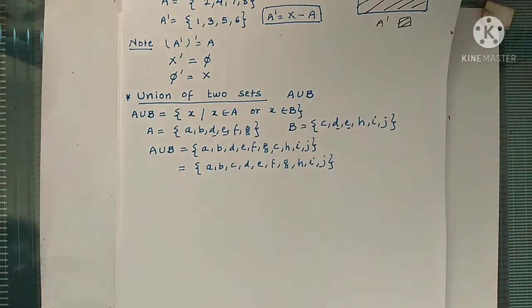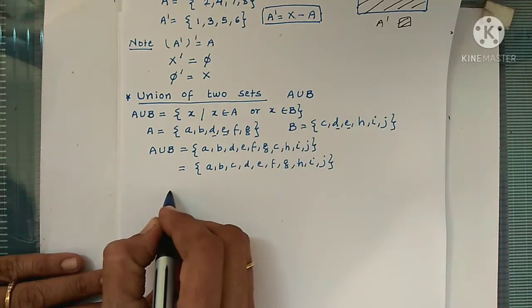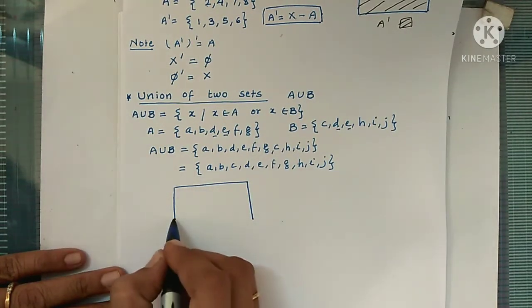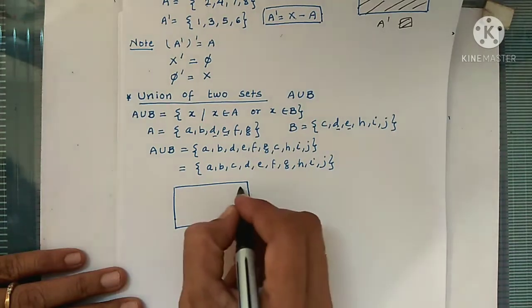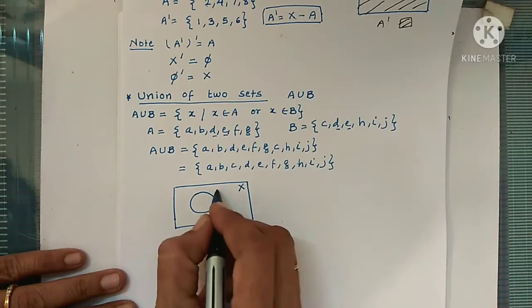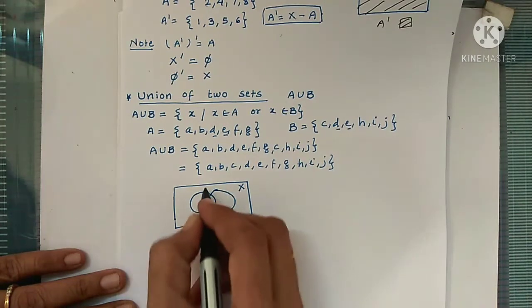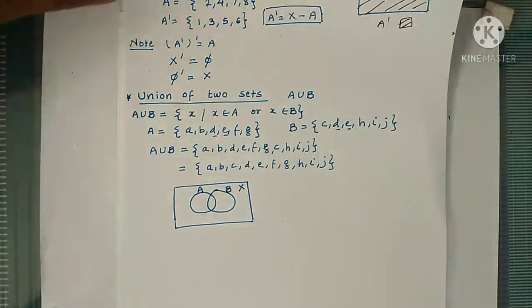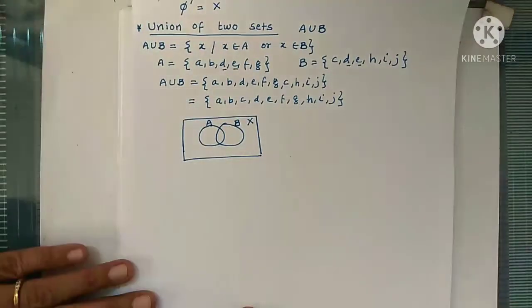So A union B is elements of A or elements of B. Okay. Now if we want to represent A union B by Venn diagram, first let's draw a rectangle for the universal set. So this is our universal set. Now let this be circle A, and this is set B. So now to represent A union B.